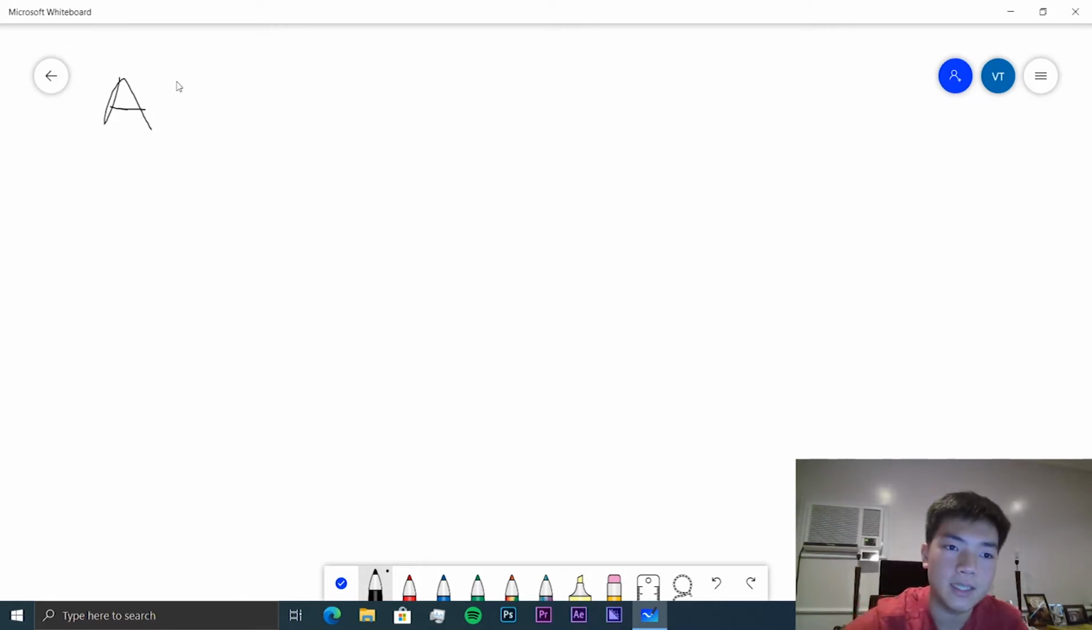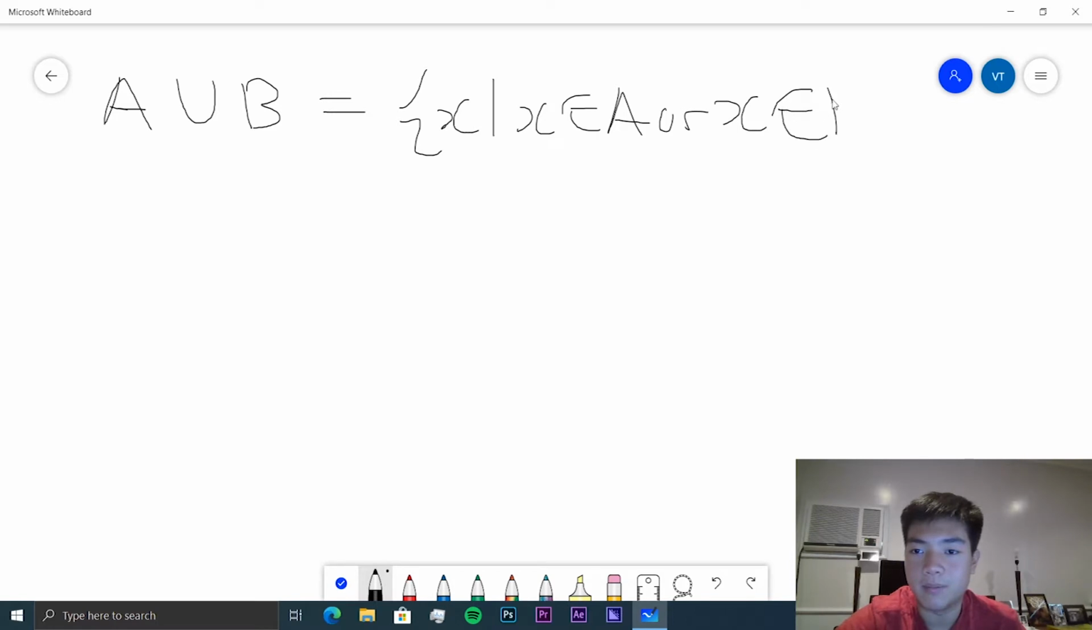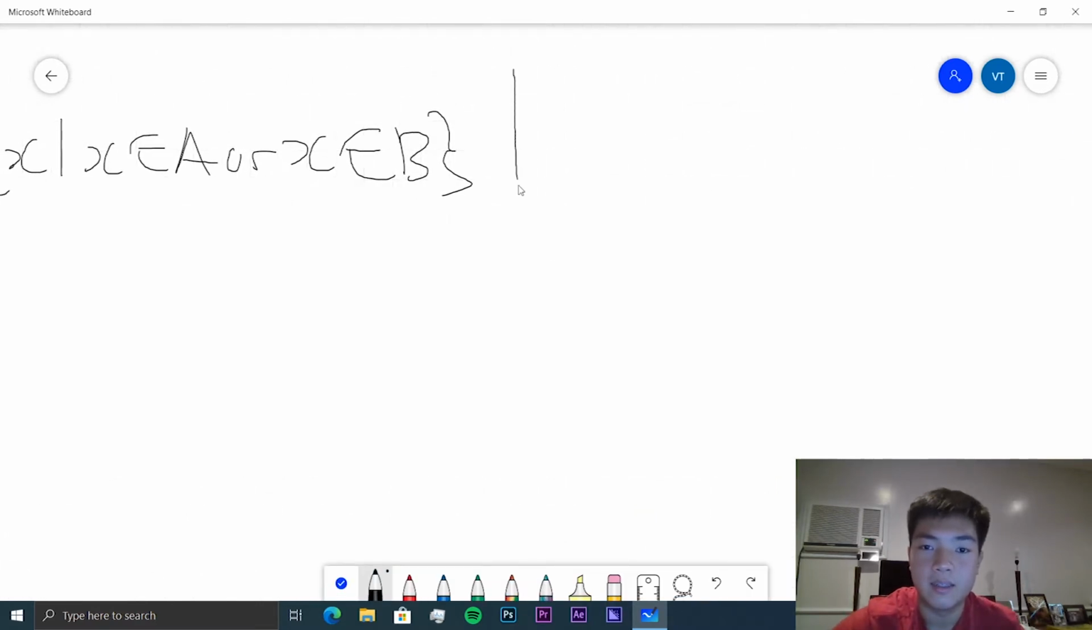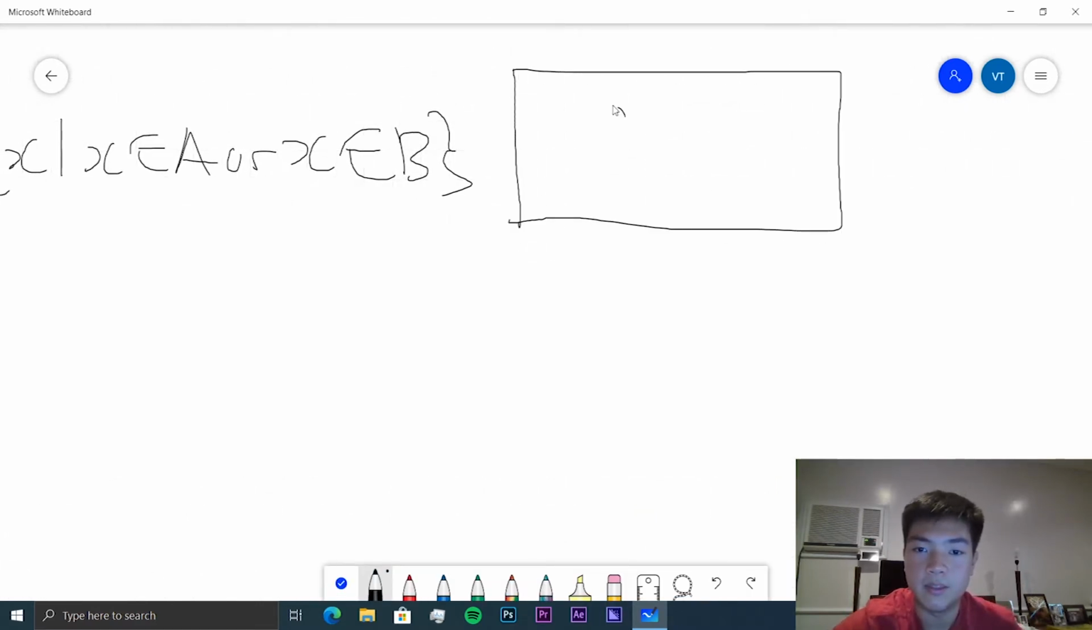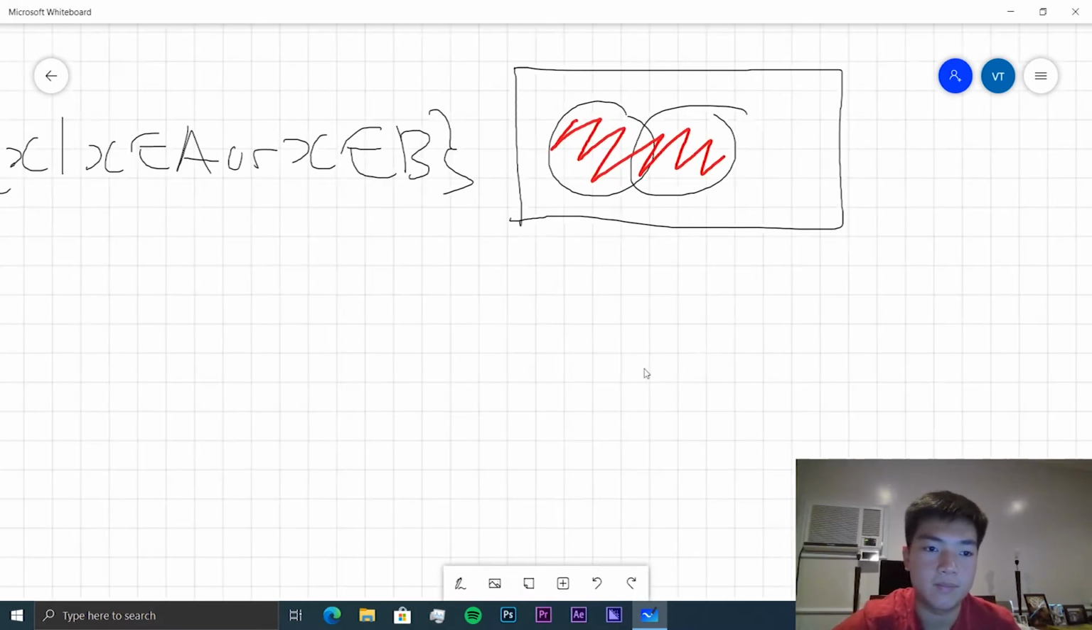For two sets, the union between two sets is equal to a set containing all the elements that are part of A or all the elements that are part of B. And so on a Venn diagram, this looks like this. If we have two sets, this will be everything containing both sets.